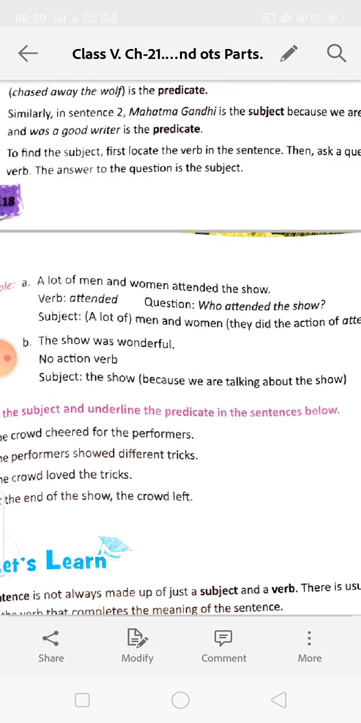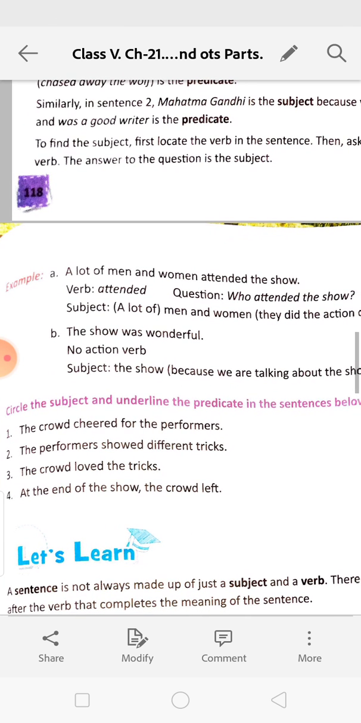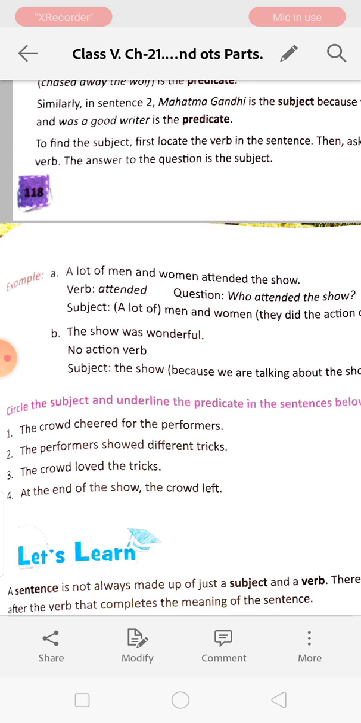So circle the subject and underline the predicate in the sentences below. The crowd cheered for the performers. Who cheered? The crowd cheered. The verb is cheered. So the crowd will be the subject and cheered for the performers will be the predicate. Last time in the class we made a column of subject and predicate. We drew a line, put the things in the subject column and wrote the predicate in the predicate column. Right, like that.